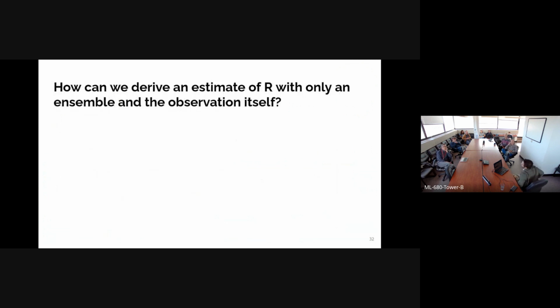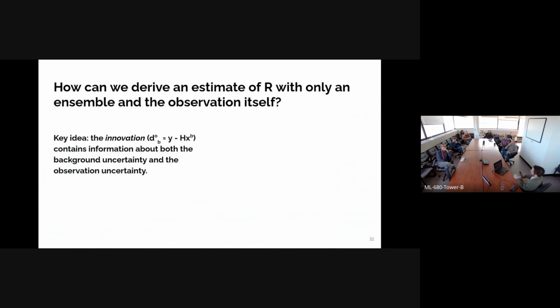And so the question that we're really trying to get a handle on is, if we have only our set of observations itself and the ensemble, how can we use that to back out an estimate of this Gaussian covariance matrix? Key idea for this work is that the innovation, which is the departure of our observation from the background state projected in the observation space, is this combination of information both from the observation and from the ensemble. And so we can think of it as containing information about both of those uncertainties.